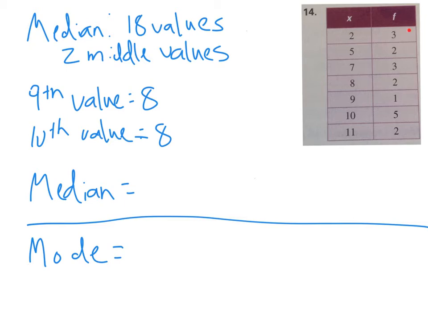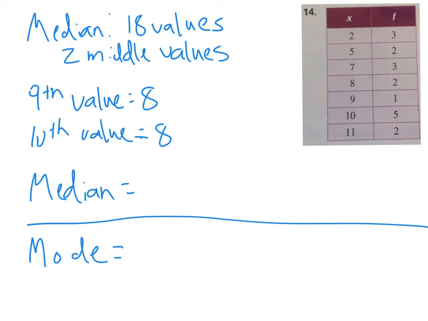Well, if you go through this, there's 3 2's, right? Then there's 2 5's and 3 7's. So 3 plus 2 is 5. 5 plus 3 is 8. So right here, this 3, 2, 3, these are the first 8 values. That means the next value will be the 9th, and the value after that will be the 10th. So right here, this 2, these are our 9th and 10th values, and they both happen to be 8s. So that's how you figure out where your middle is.